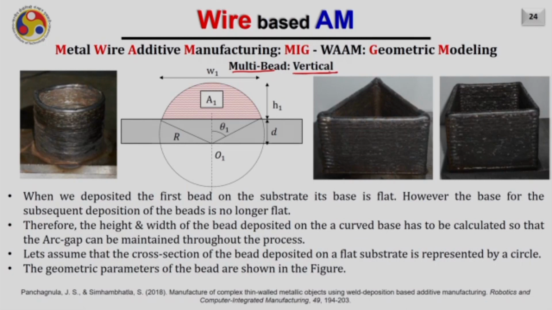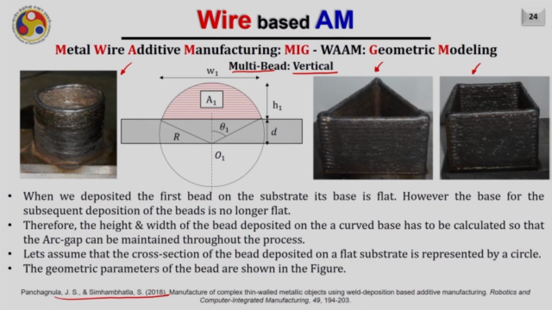Now what will happen if we deposit the bead one over another? So now this will be the case of multi-bead deposition in the vertical direction. Some of the objects made by this method are shown here in this slide. And for more details about this method, one can refer to this particular reference.